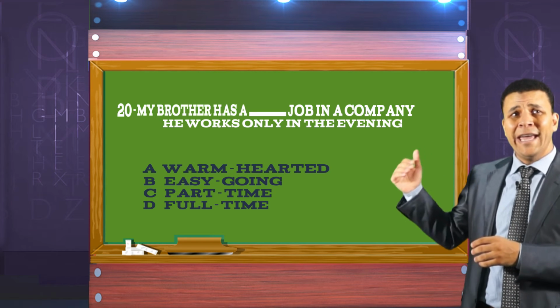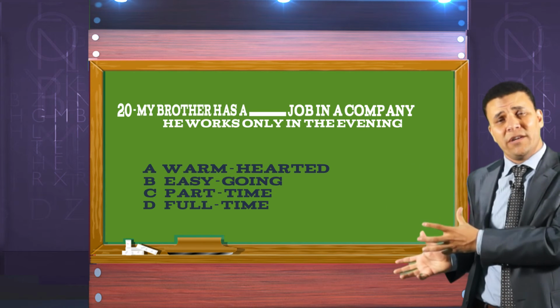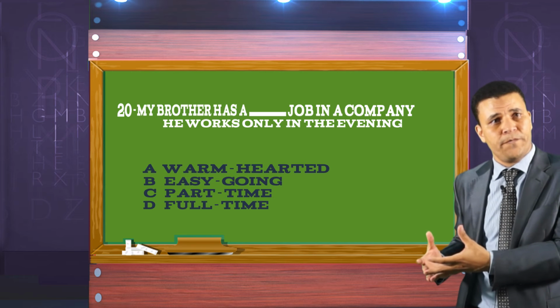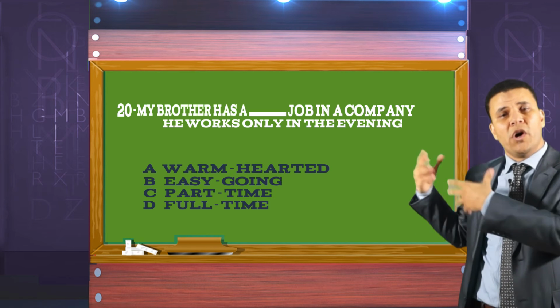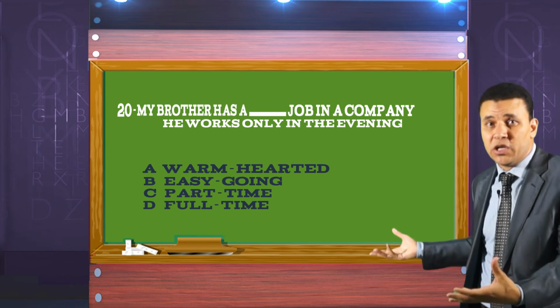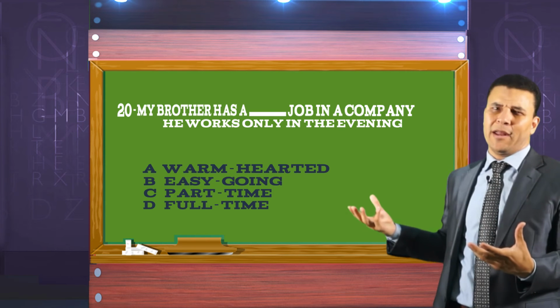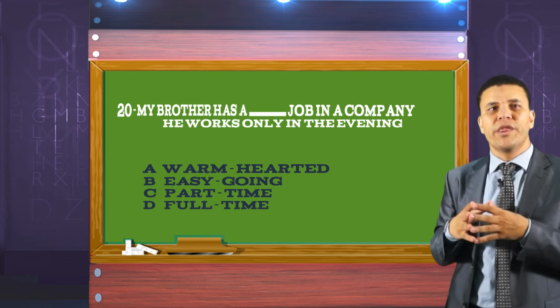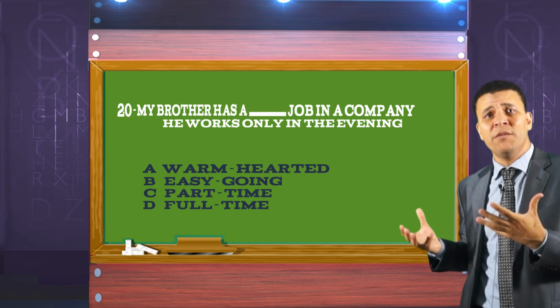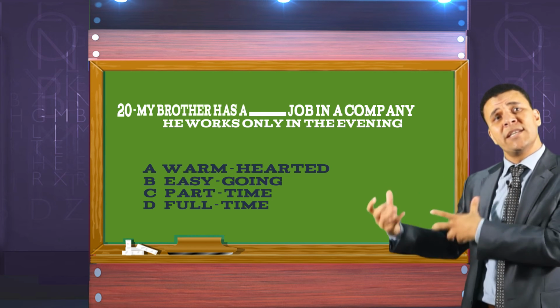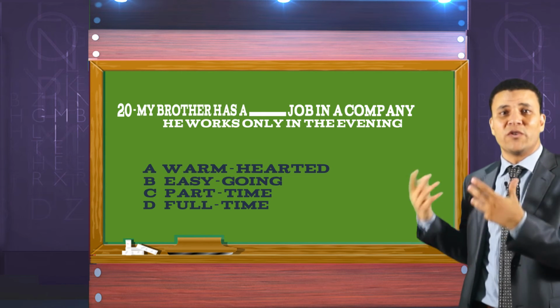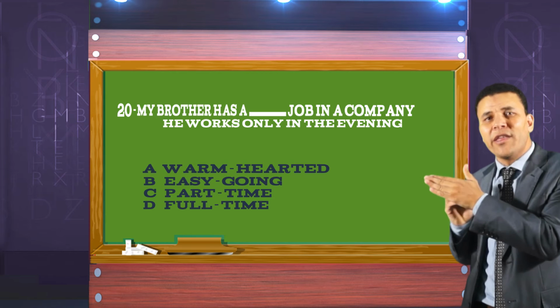Actually, A and B are both adjectives and used with persons. Warm-hearted man, easygoing person. But here after the blank we have job. Job is not a man. So it comes with time. Is it part-time or full-time? Is it C or D? Complete the sentence to understand. He works only in the evening.